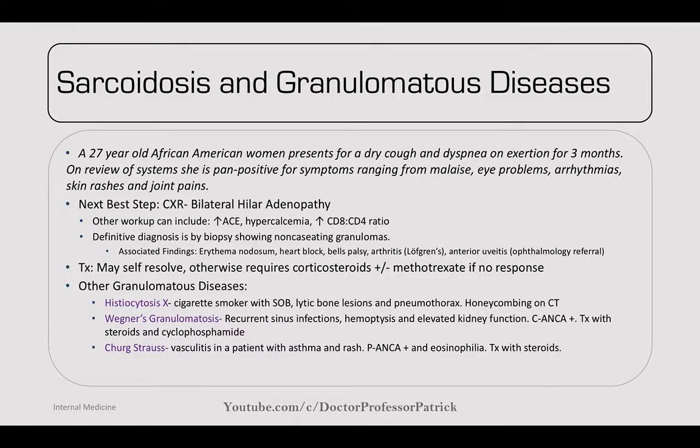It's associated with an elevated C-ANCA, and you treat it with steroids and cyclophosphamide. And then lastly, Churg-Strauss is another vasculitis with asthma and rash. This is P-ANCA positive and eosinophilic, and we treat this with steroids.